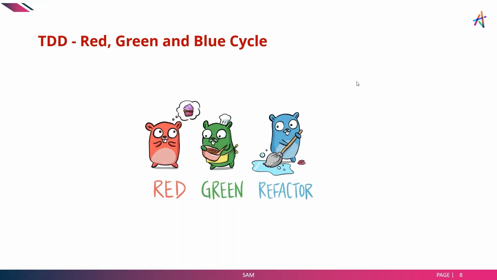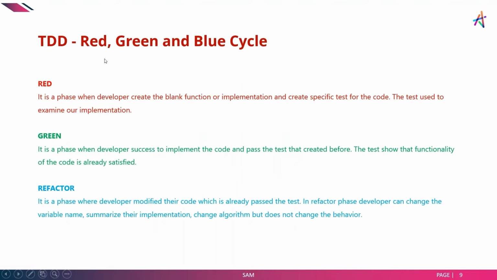Okay, the red is a failed one, right? So what is green? Green is a passed one. And refactor, the things that you change, the things that you modify, right? That's the TDD cycle.